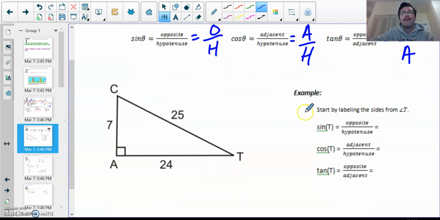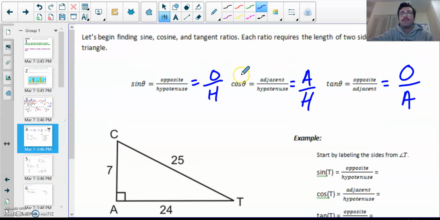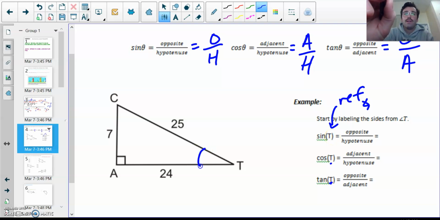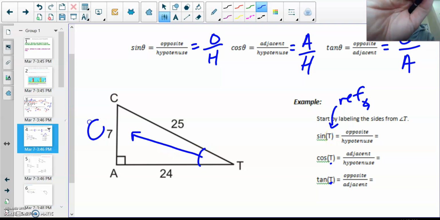What I mean by that is, when solving for a ratio, it says start by labeling the triangle. So we want to find the ratio of the sine of our angle, this angle here, the T. That's your reference angle. T is our reference angle. That's where I know where to start. Whatever's in the parentheses tells me where to start. This is where I start, and this is where I make the O.